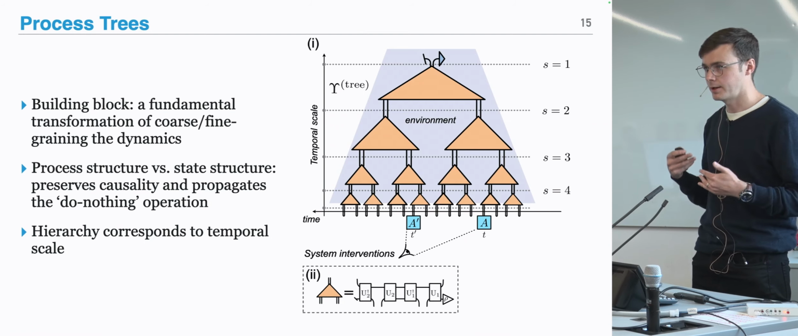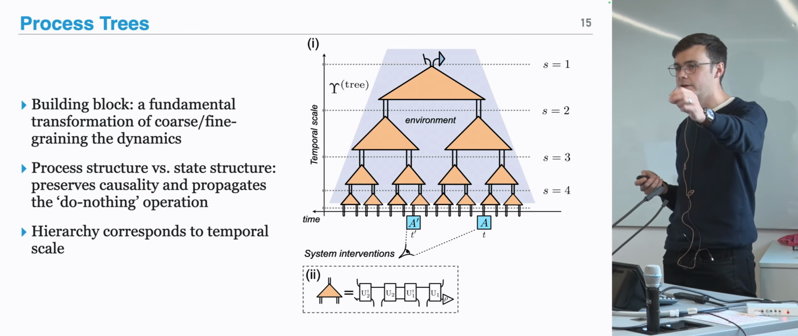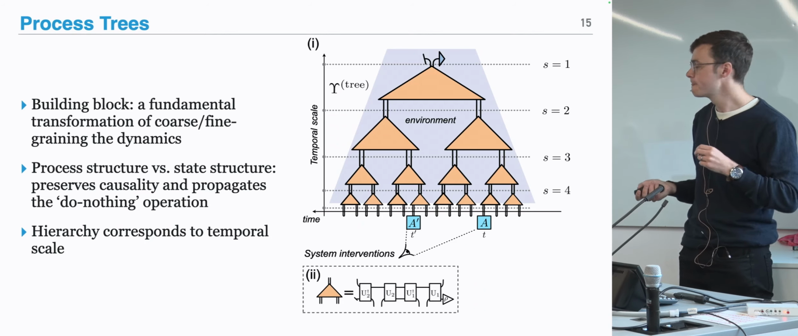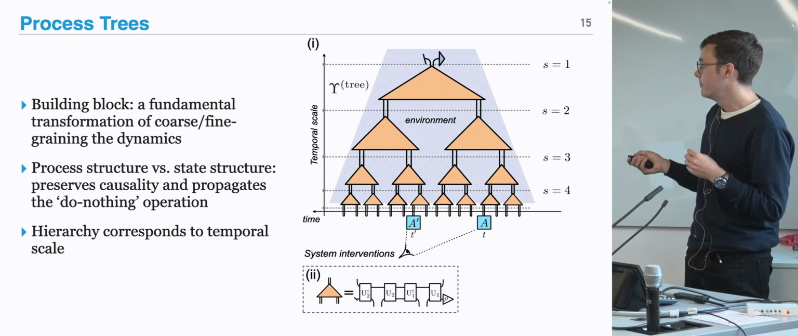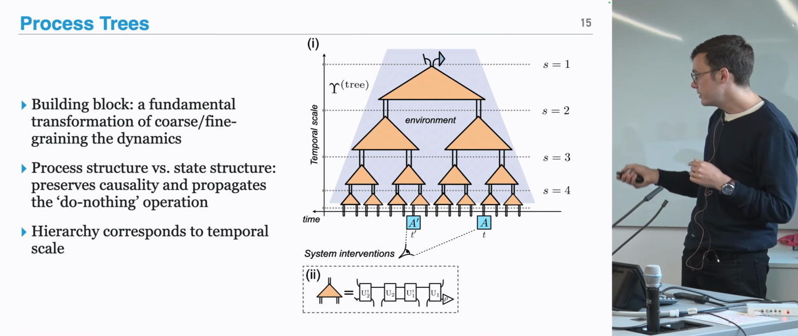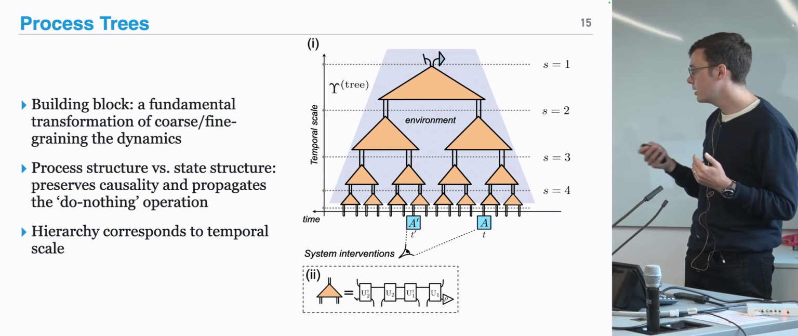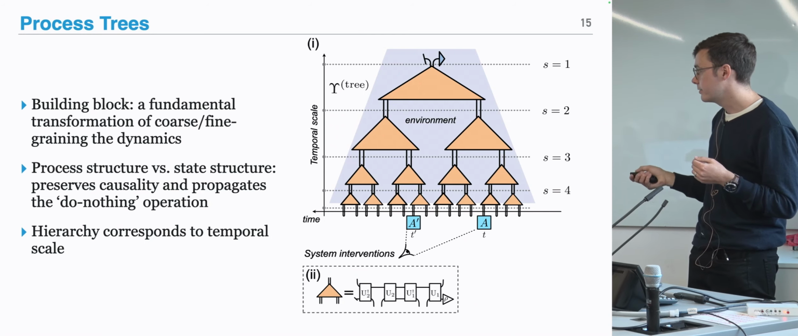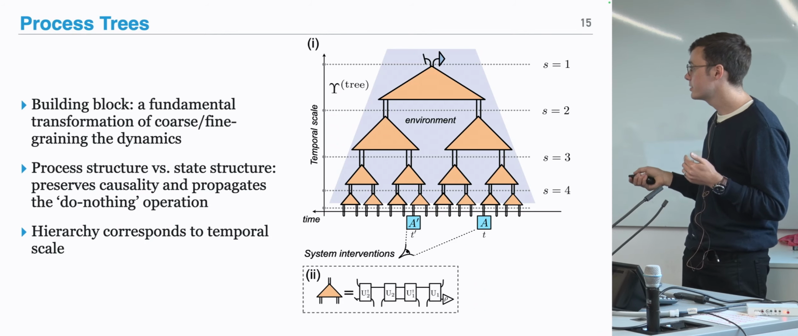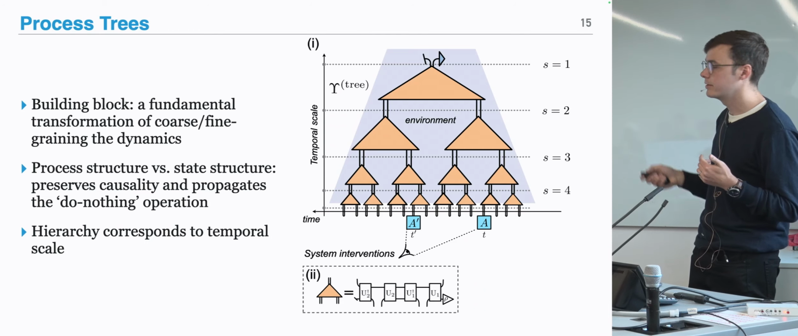A causal condition might be that a measurement at some point in the future should not affect the statistics of some measurement outcome in the past. And so this process tree tensor network encodes everything that we've seen so far about process tensors, except it gives it a structure which makes it efficient to look at these long-range correlations, and in particular is designed to coarse grain information into different timescales.